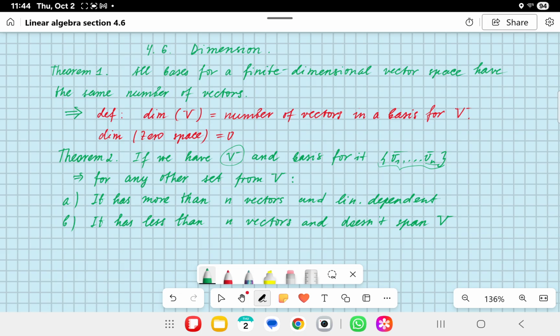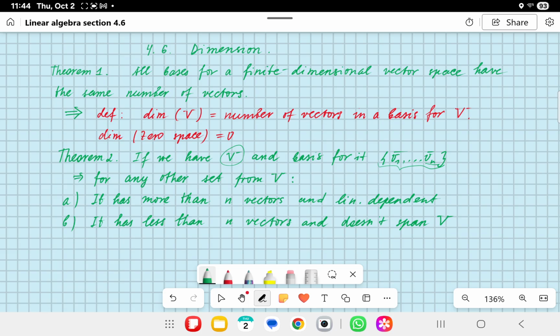So actually, if the basis has 3 vectors, all sets of 4 vectors, 5 vectors, 10 vectors are going to be linearly dependent. Second, if a set has less than n vectors, it won't be able to span V. So for example, if you have a 3-dimensional space, any set of 2 vectors is not going to span it, no matter how good the vectors are. Even vectors which are linearly independent are still not going to span V. Okay? So that's the second theorem we proved in this section.